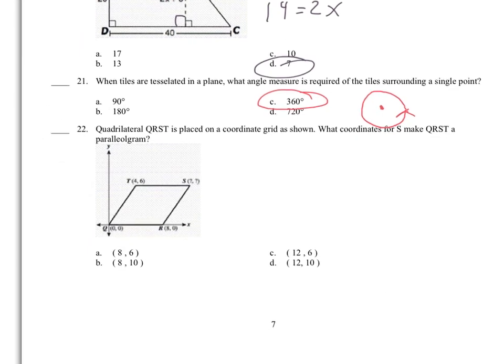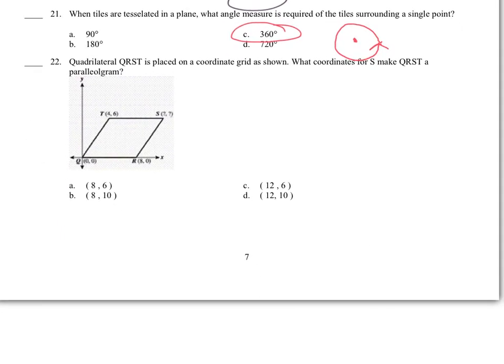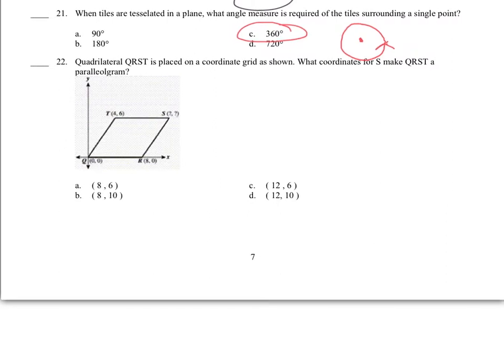And number 22, quadrilateral QRST is placed in a coordinate grid, and there we have it. What coordinates for S make QRST a parallelogram? Well, this one, we could use the distance formula and use variables and all that, but stop and look a second. The bottom, the x starts at 0, and it ends at 8. So it has a length of 8.